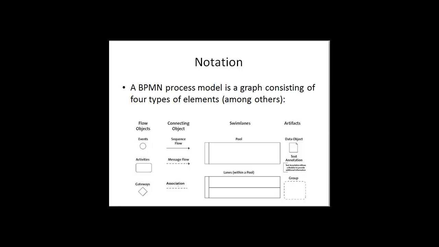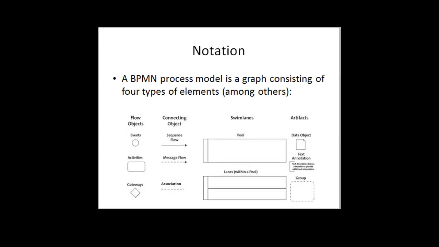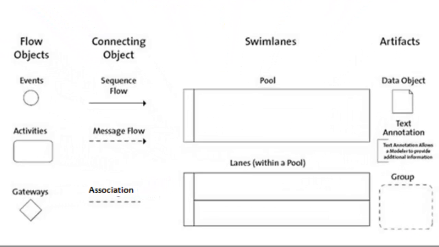A BPMN process model is a graph consisting of four types of elements, namely flow objects, connecting objects, swim lanes and artifacts. Firstly, flow objects are represented by events, activities, and gateways. The following are connecting objects, which are represented by sequence flows, message flows, and associations. Thereafter, swim lanes are represented by pools and lanes. And finally, artifacts are represented by data objects, text, annotation, and group.